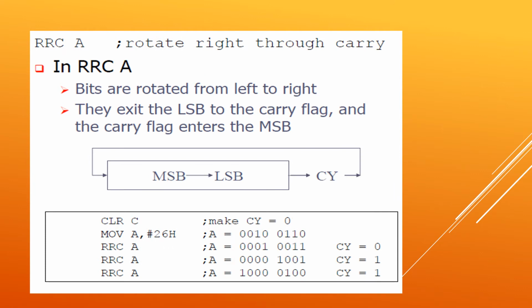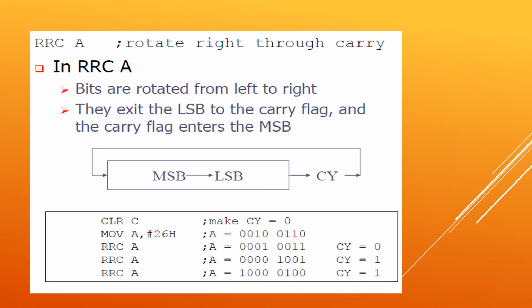Now next one is RRC. So this is rotate right through carry. See here, you have to take into account what is the status of carry. So bits are rotated from left to right. They exit the LSB to the carry flag, and the carry flag enters the MSB. Now right side, so LSB bit is going to enter in carry and carry flag is going to enter in MSB.